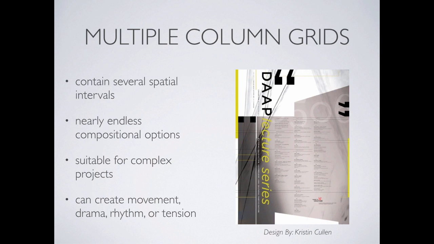So when we get to multiple column grids, they tend to contain several spatial intervals. They're basically nearly endless in their compositional flexibility in terms of what you're trying to show. It's great for complex projects, and I'm going to show you a lot of examples of lecture series type posters. I think I used National Portfolio Day as the example posters, but in showing you these posters over and over again with different variants on the same theme, it can help you with your design for your lecture series poster for here. It's really easy to create movement, tension, drama based on this just basic layout strategy.